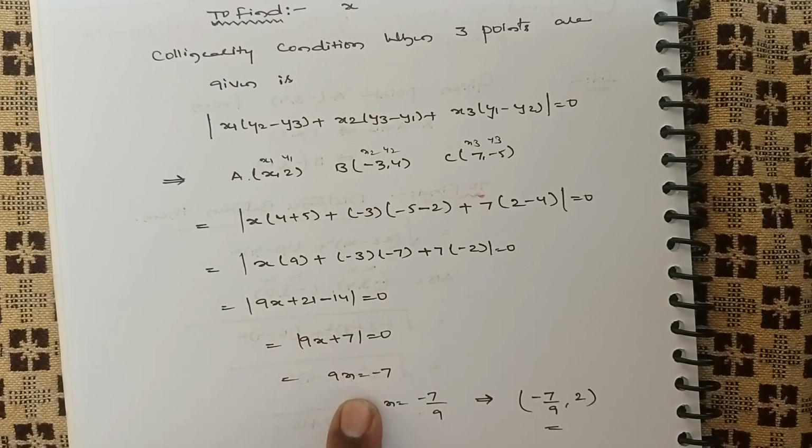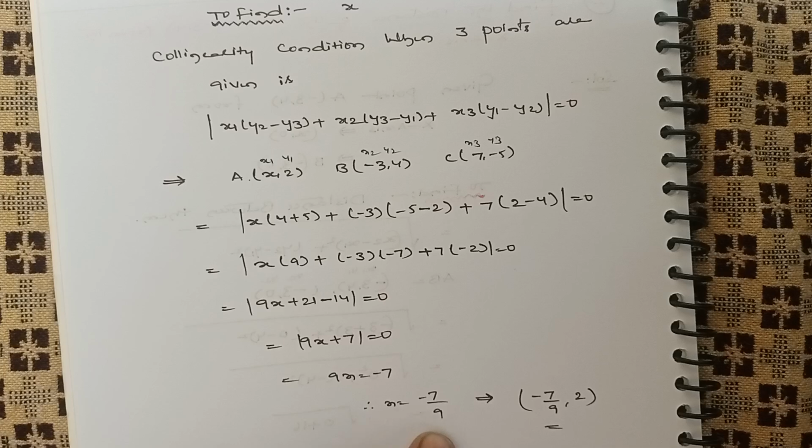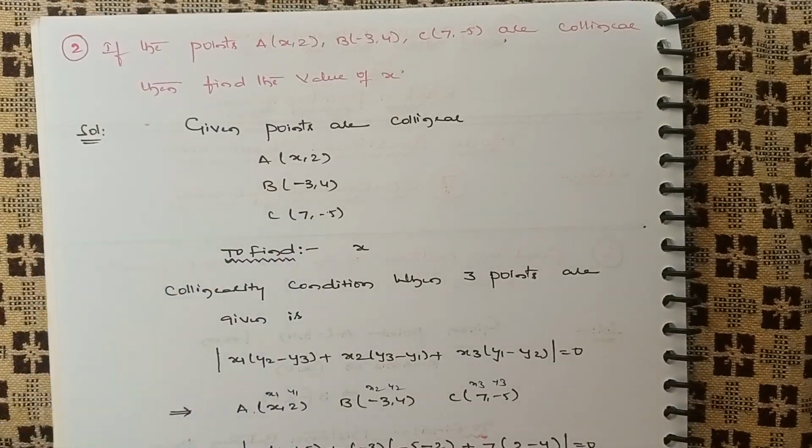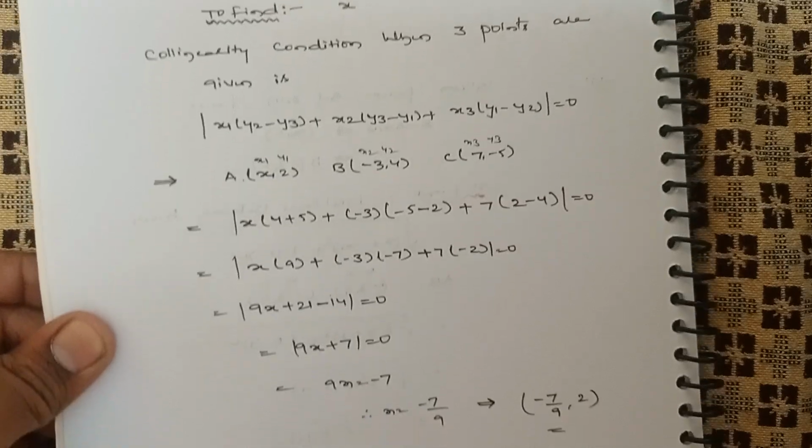So make x the subject. We get -7 by 9. Since it is a modulus, we don't get a negative value, guys. Therefore x equals plus 7 by 9, because they are asking to find the value of x, right? Okay, we got the x value as 7 by 9.